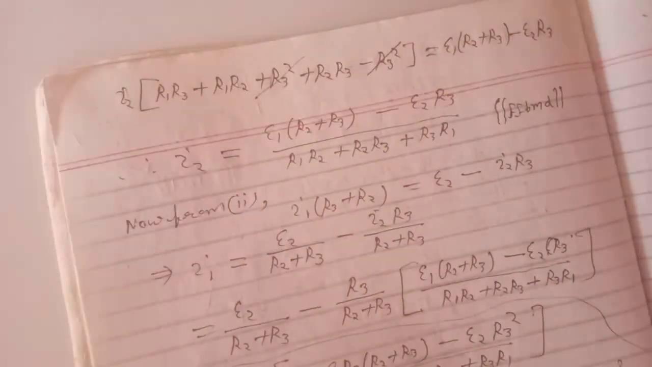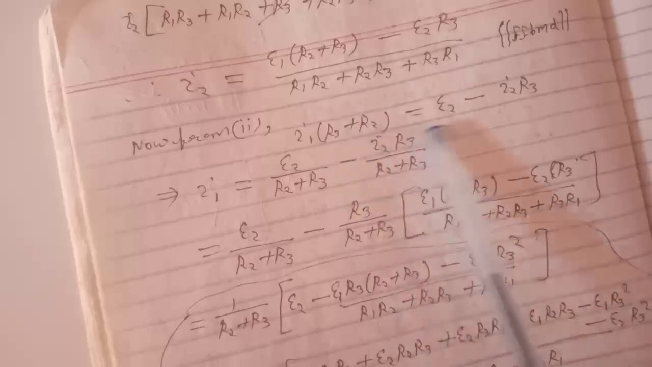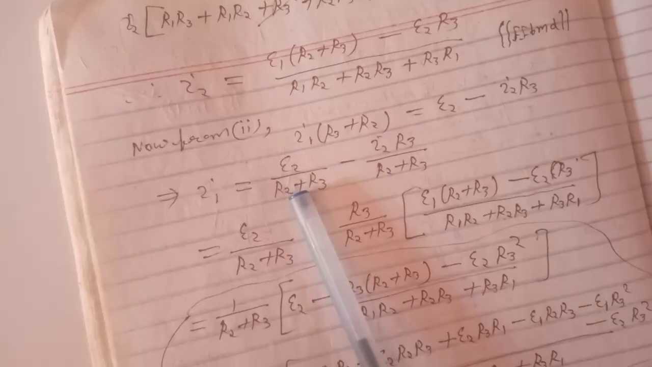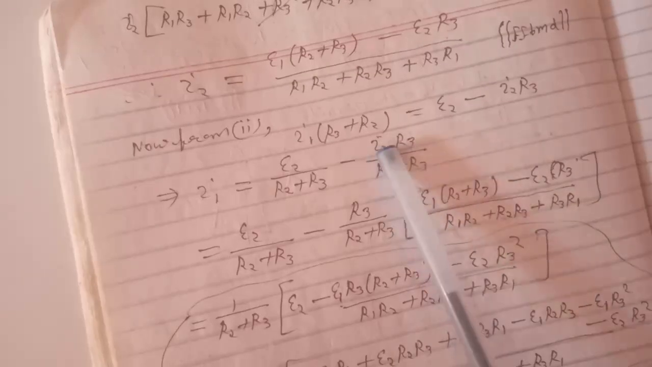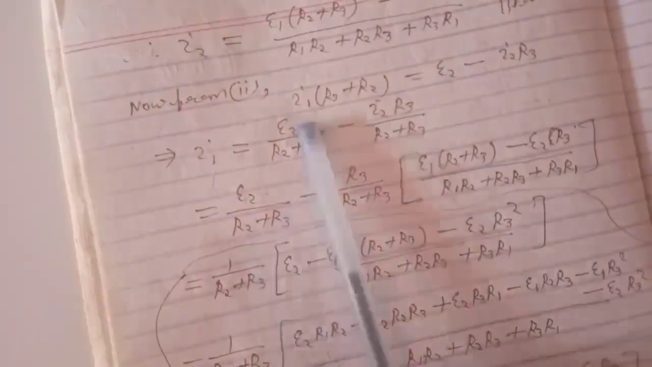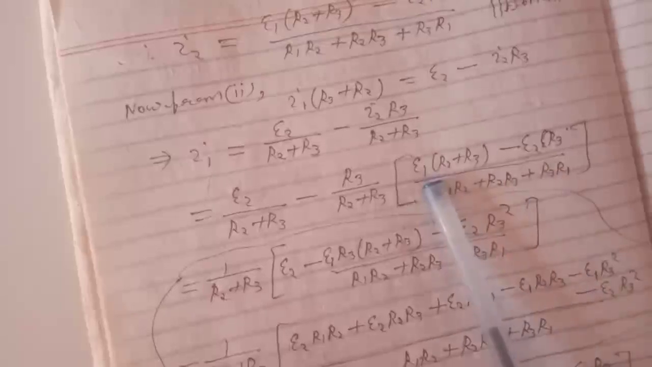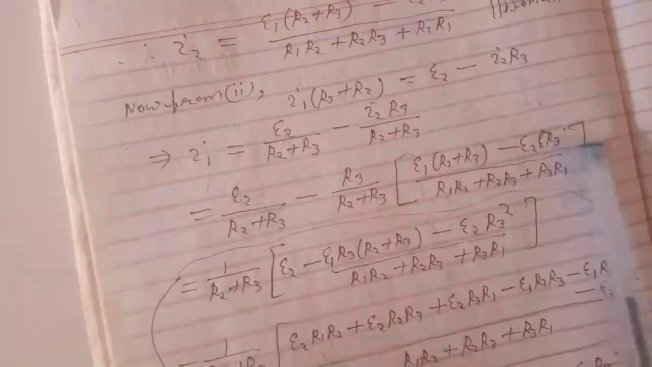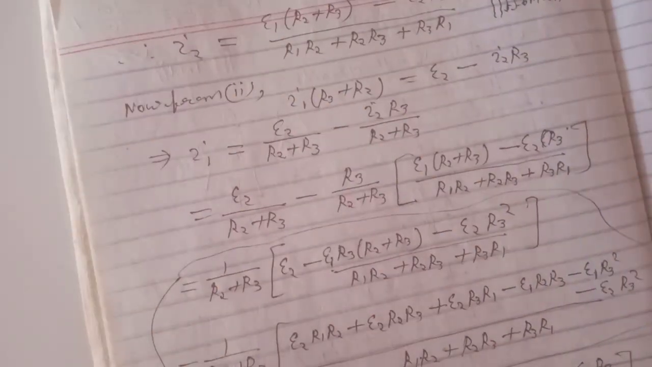Now we have to calculate the value of I1. From equation 1, we have I1 (R2 + R3) equal to E2 minus I2 R3. So we can write I1 equal to E2/(R2 + R3) minus I2 R3/(R2 + R3). Now we put in the value of I2 and solve it, and we will get the value of I1. So here, E2/(R2 + R3) minus R3/(R2 + R3) times the value of I2, that is [E1 (R2 + R3) − E2 R3] divided by (R1 R2 + R2 R3 + R3 R1), and now we have to solve it.